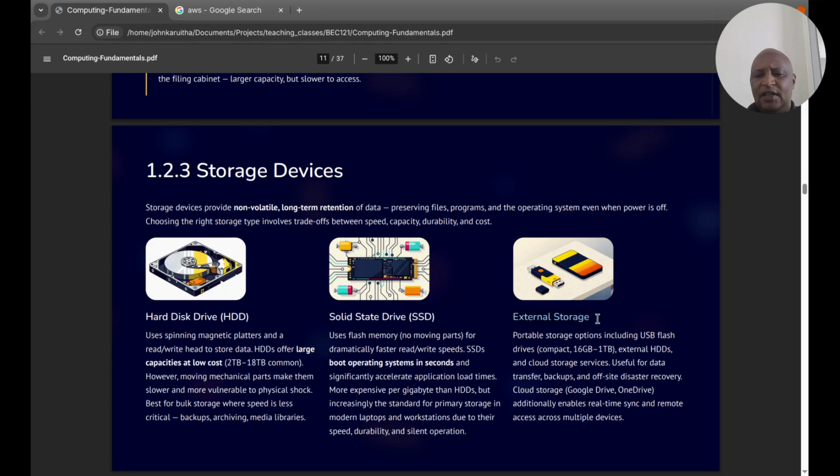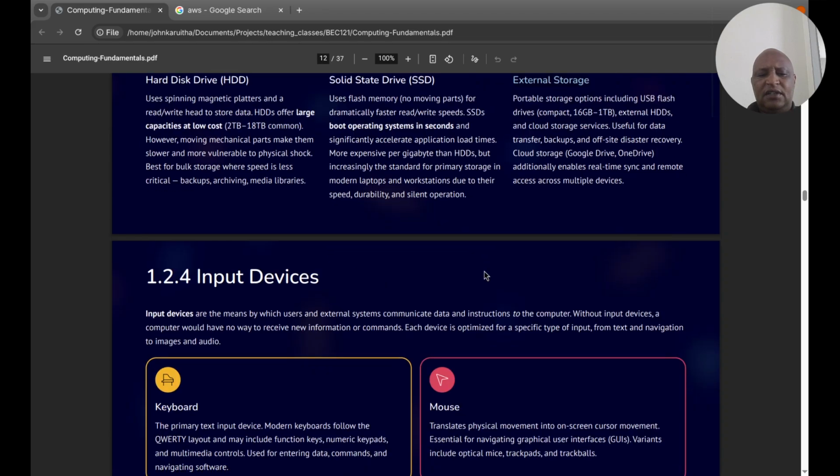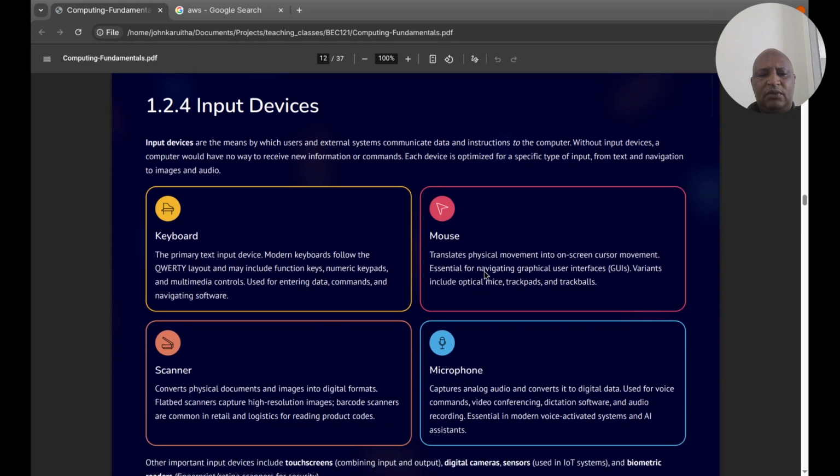Then we have external storage devices. We know them, the USB flash drives, external HDDs. We also have external solid state drives that are in the market nowadays. So in this case, if your computer is full, you can buy an external storage and you remove some of the content in your computer and put it in the external storage drive.